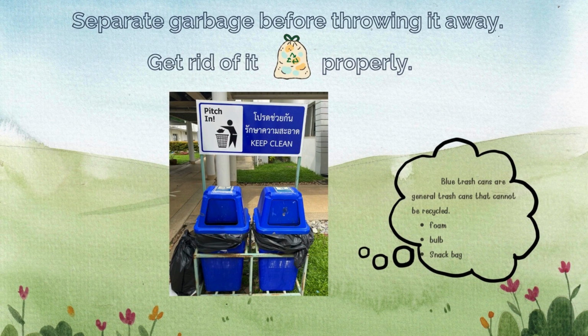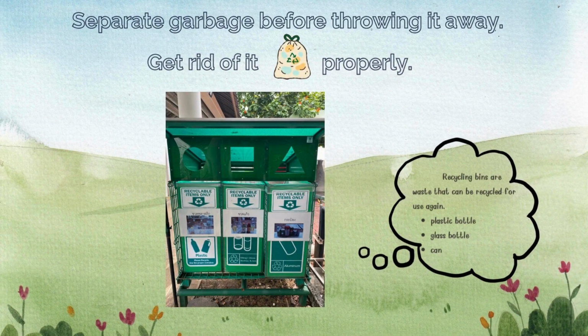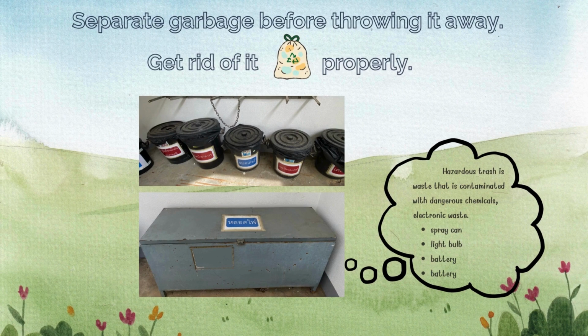Blue trash cans are for general trash that cannot be recycled, such as foam, bulbs, and snack bags. Recycling bins are for waste that can be recycled for use again, such as plastic bottles, glass bottles, and cans. Hazardous trash is waste contaminated with dangerous chemicals, and electronic waste, such as spray cans, light bulbs, and batteries.